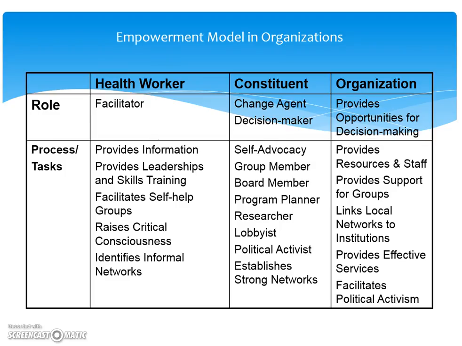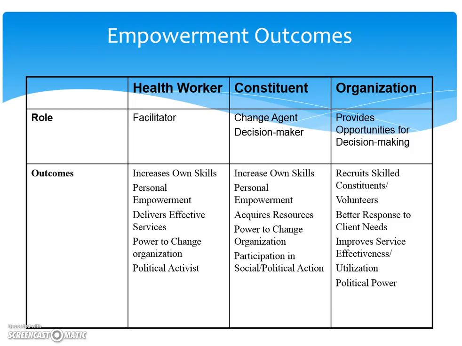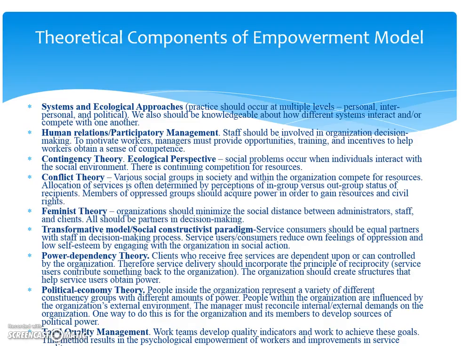And here are some of the processes that people would use to get to those outcomes. And here are the actual outcomes that would come from each person. Now, these are the theoretical components of the empowerment model. Again, I'm not going to go through every one of these, but these are things that you need to know, so make sure that you read through these. These are all different theories in regards to organizational change.